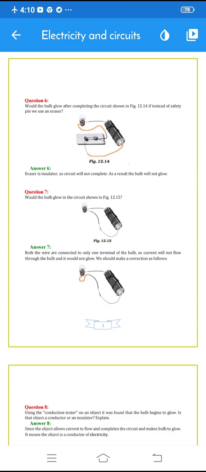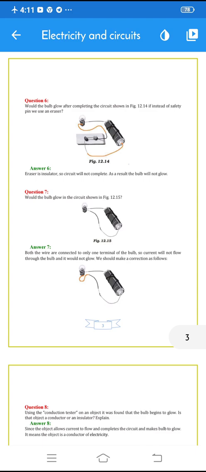Dear students, I was discussing the lesson electricity and circuits. In that class, I was explaining the exercise question answers, and today let me explain the remaining part of the exercise. I have stopped at question number 6. Let me repeat it, and again I'll continue the remaining question answers. So what is question number 6?